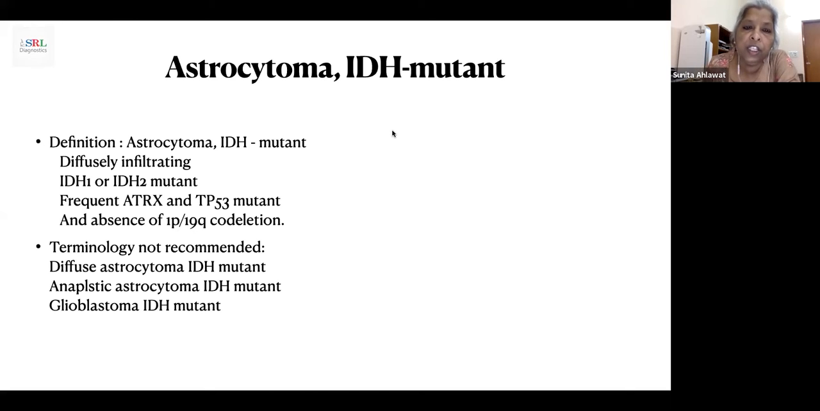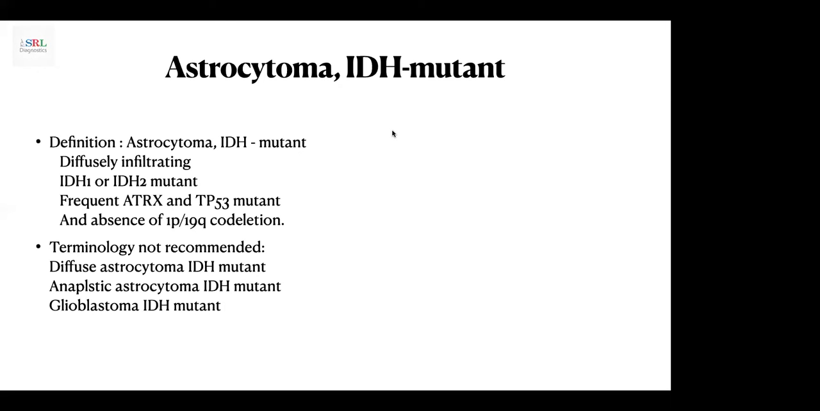By definition, this is a diffusely infiltrating tumor, with either IDH1 or IDH2 mutation. Frequently, what we must see is the ATRX and p53 mutation, and there has to be absence of 1p19q codeletion.